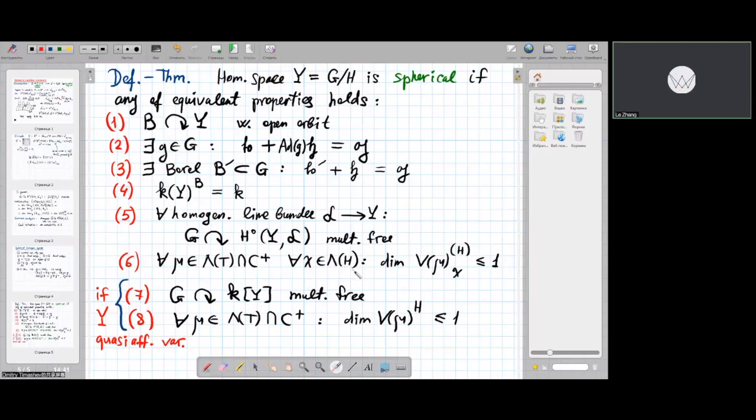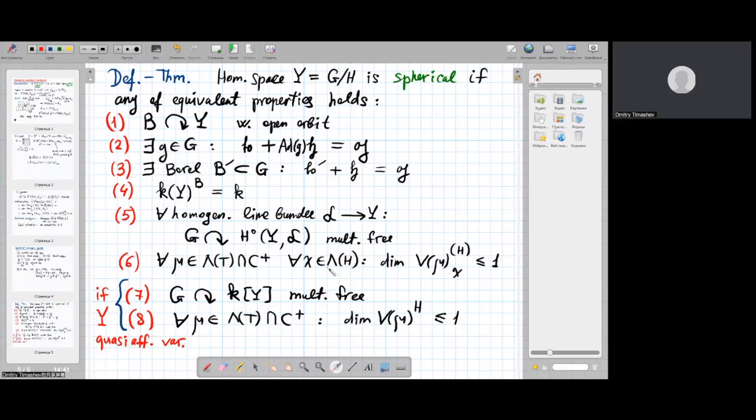Lambda of H is the group of characters. This was my general notation for characters, maybe in the previous lecture. The group of characters is denoted like this. Well, what I call a character is a one-dimensional character by definition. So for me, a character is a homomorphism from H to the multiplicative group of the field.